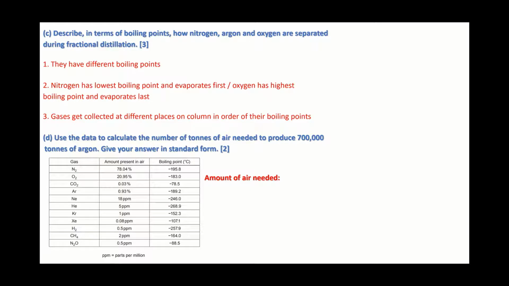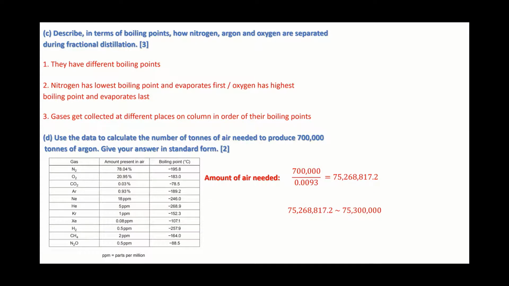So therefore, to get the amount of air that we need, we'll basically take the 700,000 tons by 0.0093, so that's your 0.93% divided by 100, divide them both, and then essentially this will allow us to get the amount of air that we need to contain the 700,000 tons of argon. And as you can see, this value turns out to be 75,268,817.2 tons of air, so quite a lot.